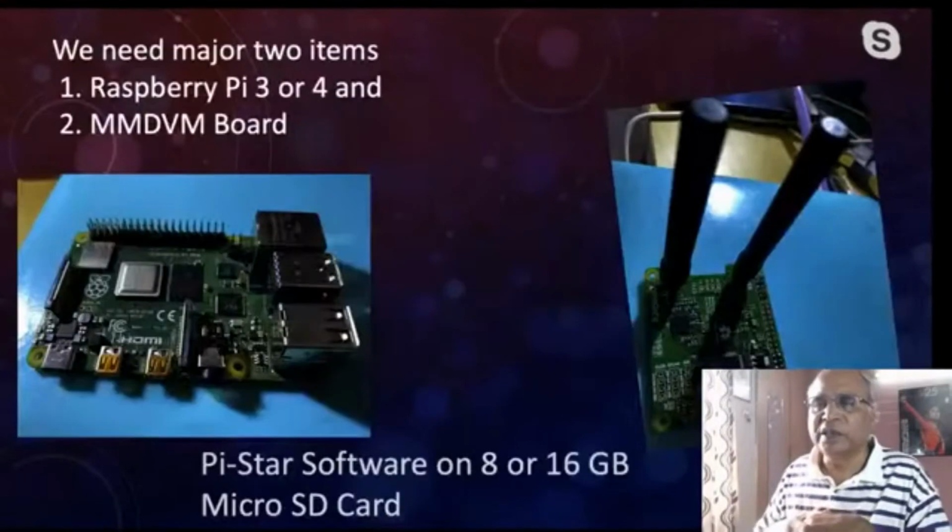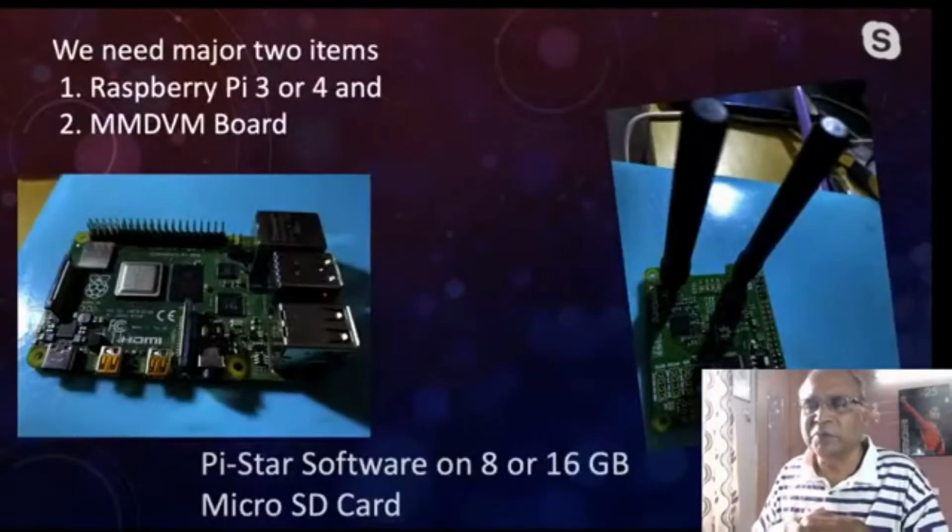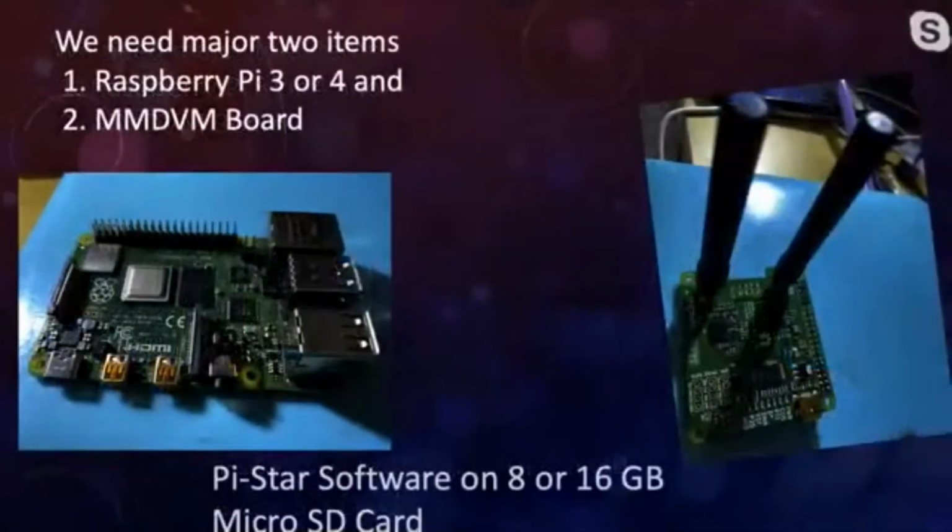So we need two major items. One is a Raspberry Pi 3 or 4, but it can work on the Zero and the 1 and 2 also. But there are different versions of the same software. So you can pick those, and I would suggest going for at least a minimum of 3. It will function much better. So I have it on 4.